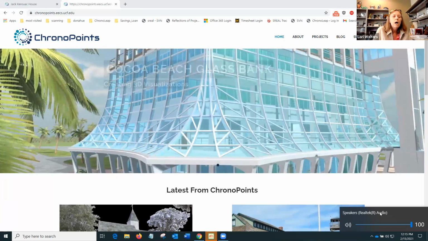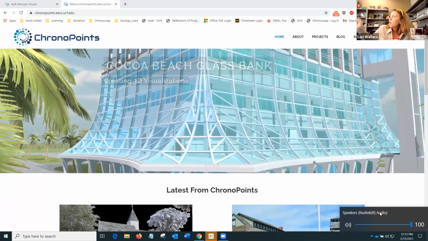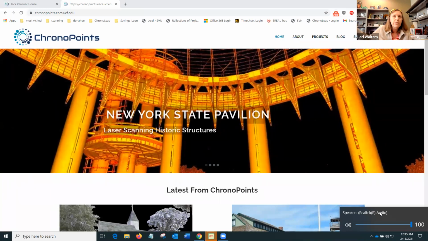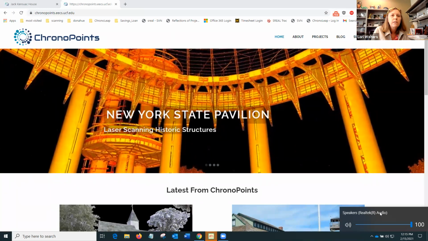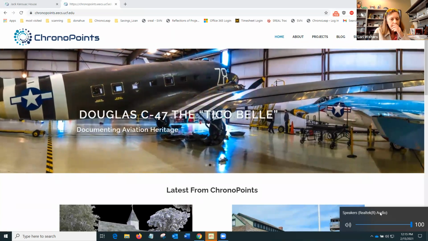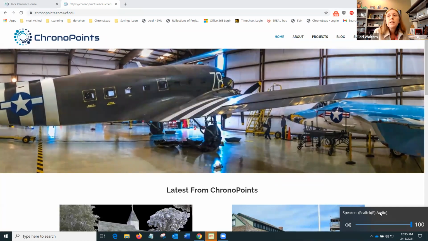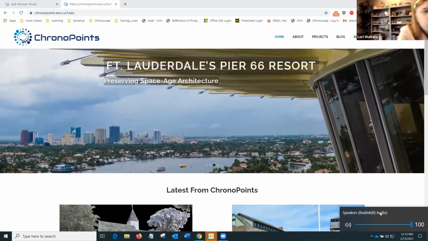And so we're going to show you right now. Rob is going to start the RTC 360. This is a Leica RTC 360. And this laser scanner is exceptional for a number of reasons. The first is its size. So let me show you here real quick.